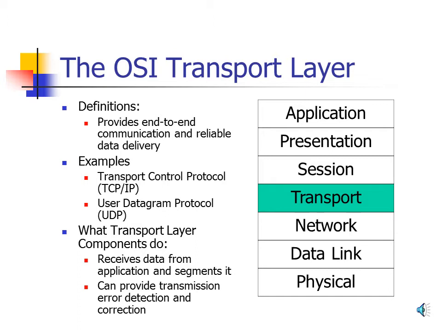And the key things that transport layer components do is, number one, receive data from the application, and then segment it into the appropriate size pieces. And it may, and notice I said may, provide error detection and correction. Now you will note that we talked about error detection also on the OSI data link layer. The OSI data link layer is generally error detection only. The transport layer can do error detection and correction.